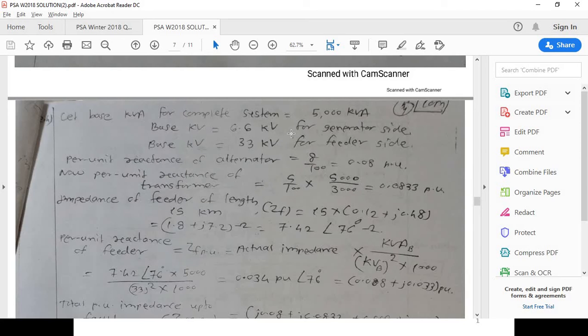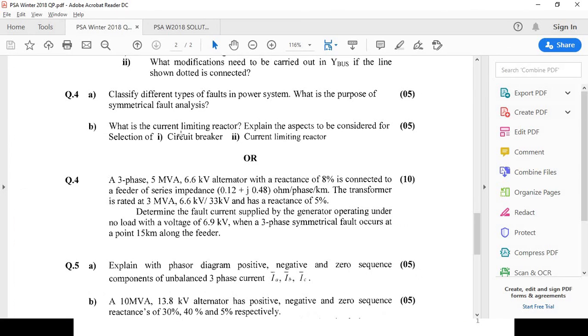Base kV will be 6.6 kV for the generator side and 33 kV for the feeder side, because there is a transformer which is 6.6 kV by 33 kV, and we know that the base value of the power remains the same throughout the system, but the base value of the voltage will change as per the transformer ratio. So on the primary side, that is the generator side, the base value of the voltage is 6.6 kV, and on the secondary side, that is the feeder side, it will be 33 kV.